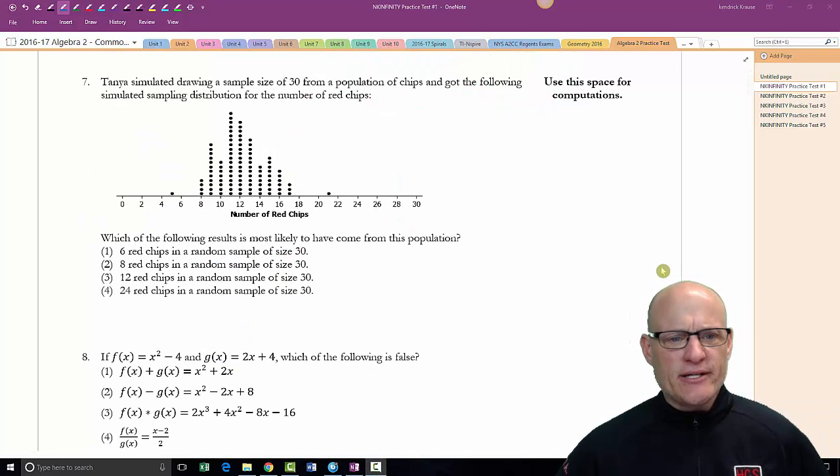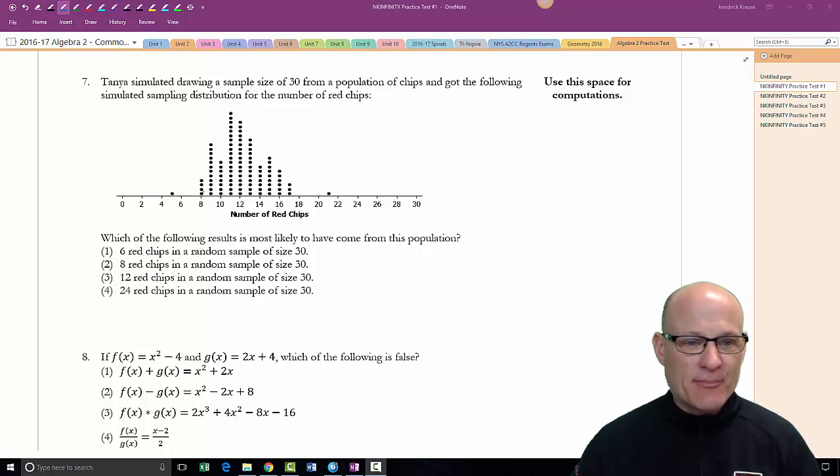Okay, apparently we got some red chips. And we simulated drawings of size 30 from a population. So I don't know how many times, I don't know how many dots there are. It looks like there's about 50 dots. So maybe n was equal to 50.